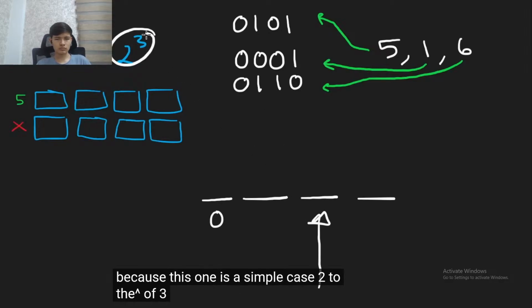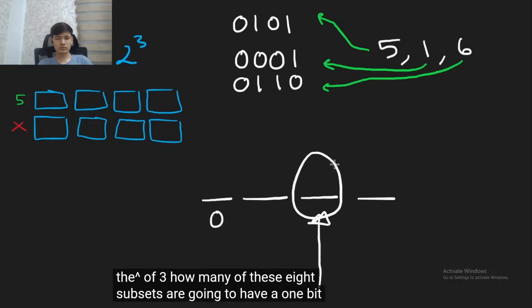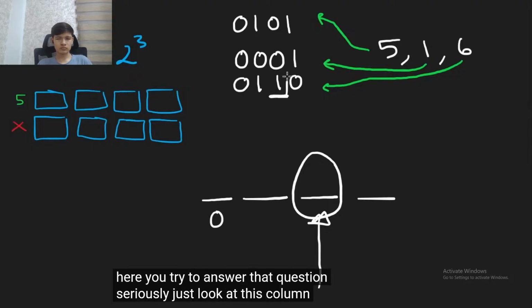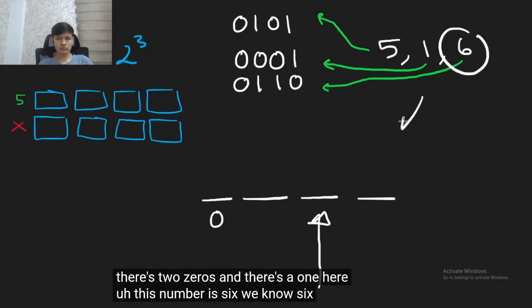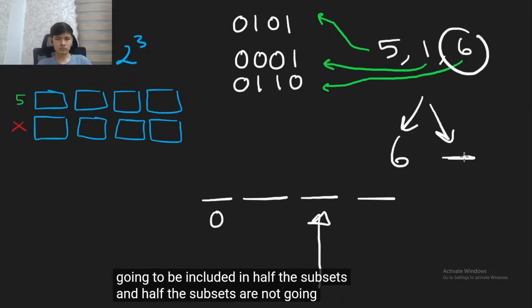2 to the power of 3, how many of these 8 subsets are going to have a 1-bit over here? You try to answer that question. Seriously, just look at this column. There's 2 zeros and there's a 1 here. This number is 6. We know 6 is going to be included in half the subsets, and half the subsets are not going to include 6.